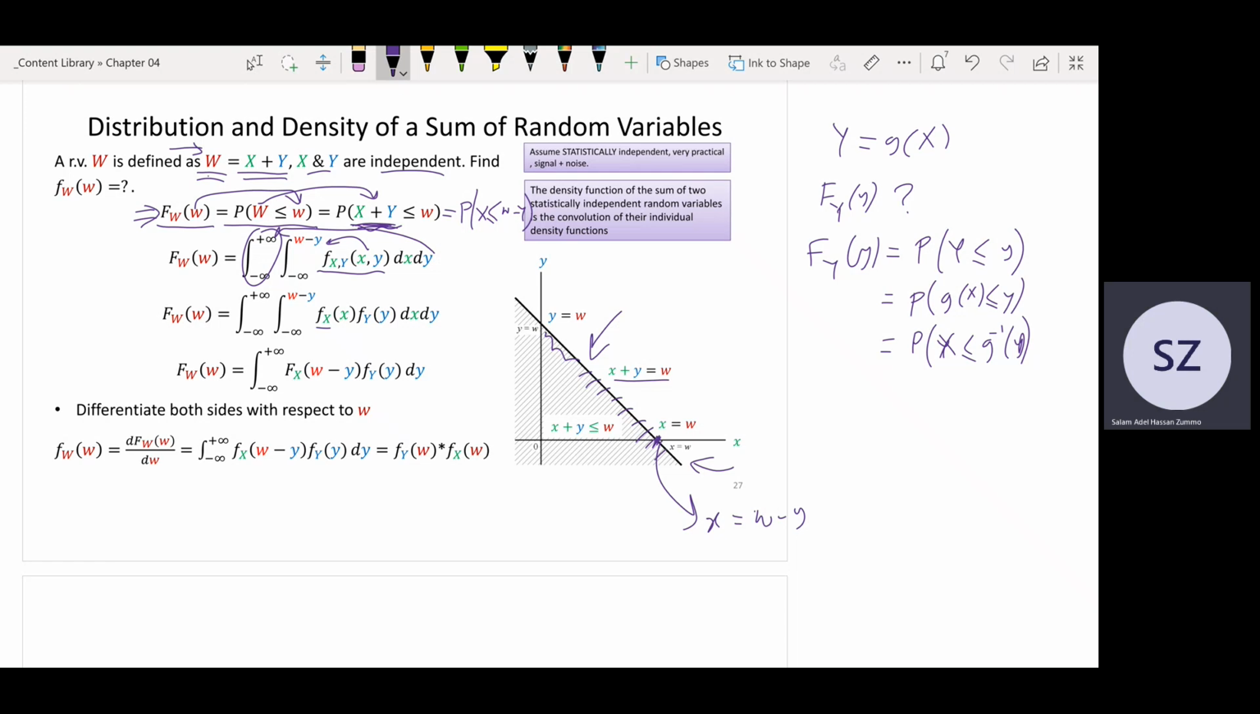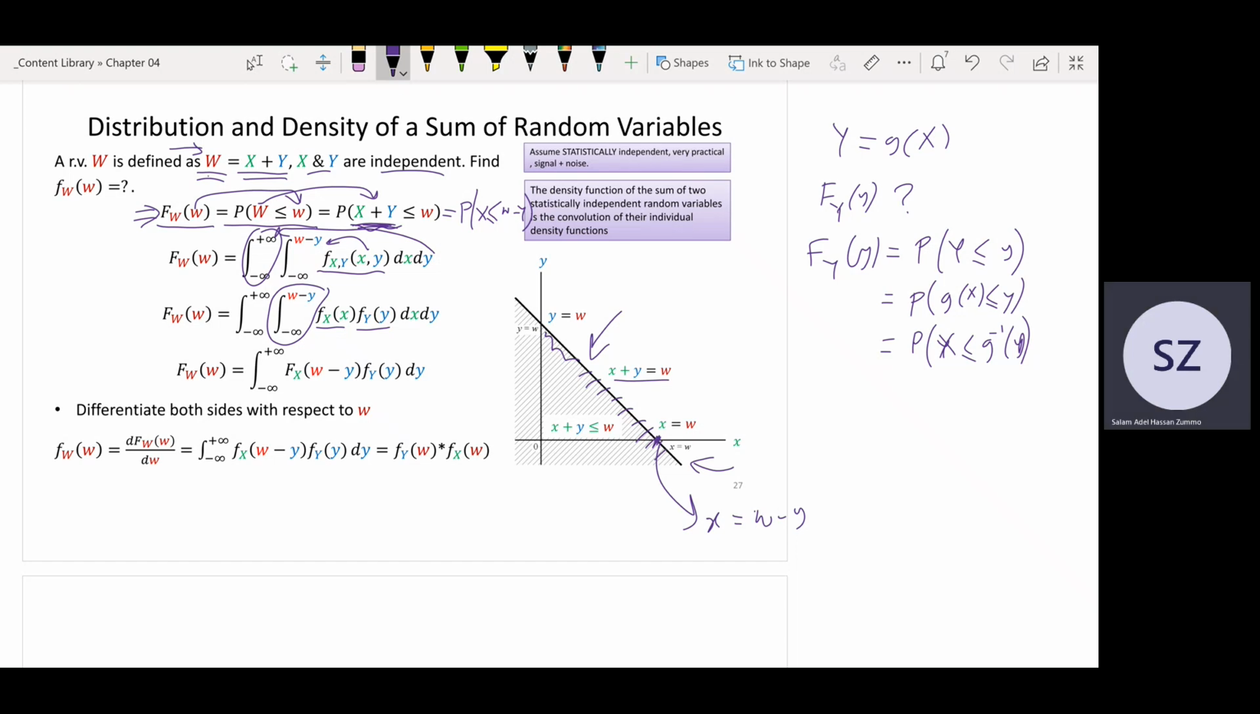It's the marginals multiplied by each other, right? The marginal PDF of x multiplied by the marginal PDF of y. So I have an integral here, which is the marginals. Now, if I integrate with respect to x, dx, what do you get?